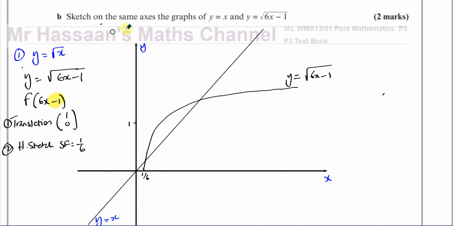So the order matters when you are sketching these graphs. Okay, when it's inside the function, you do the opposite of BIDMAS. When it's outside the function, you do the same as BIDMAS. And the order does matter in many cases like this one. Right, so that's part B done.